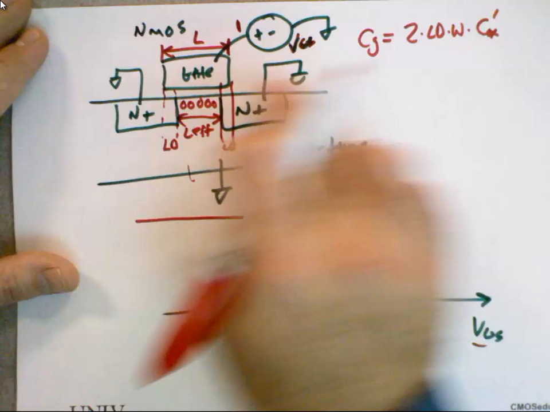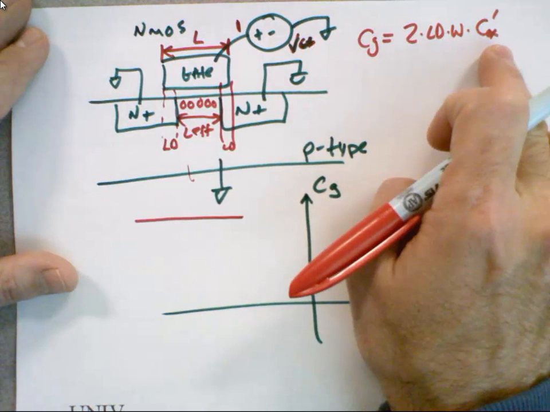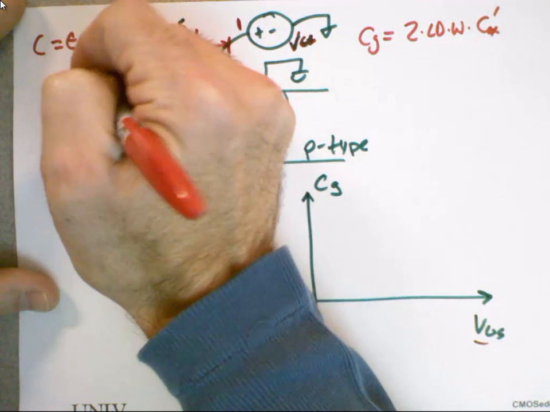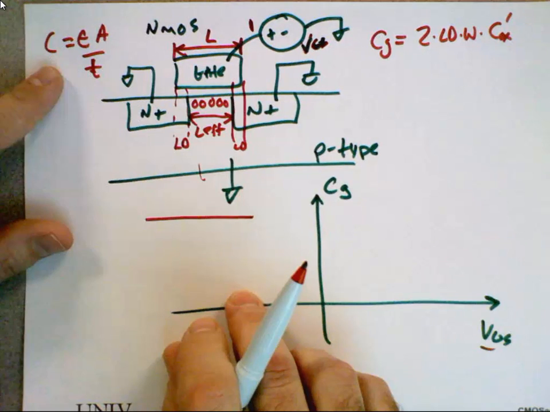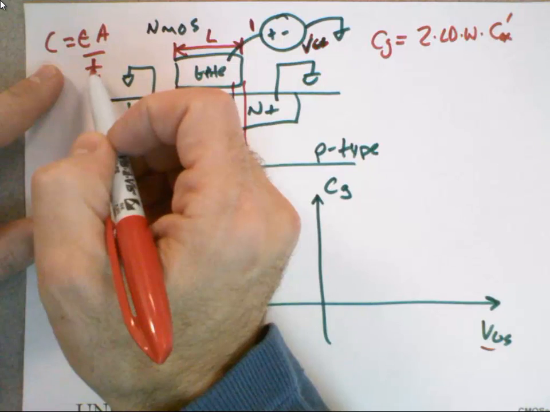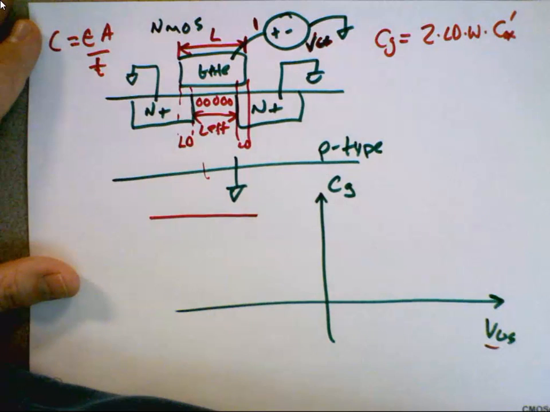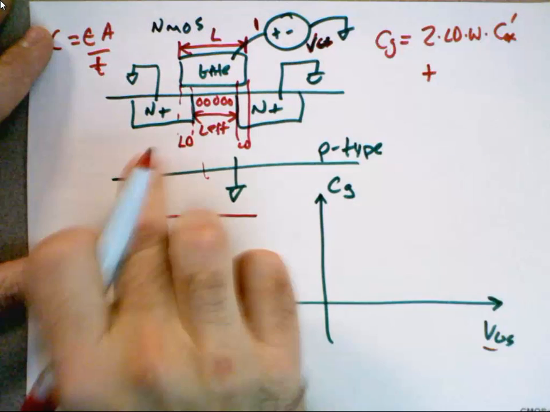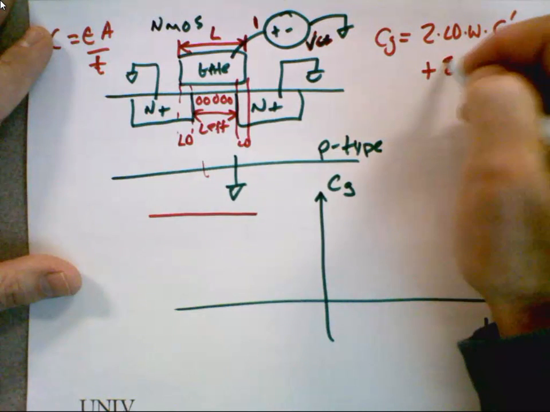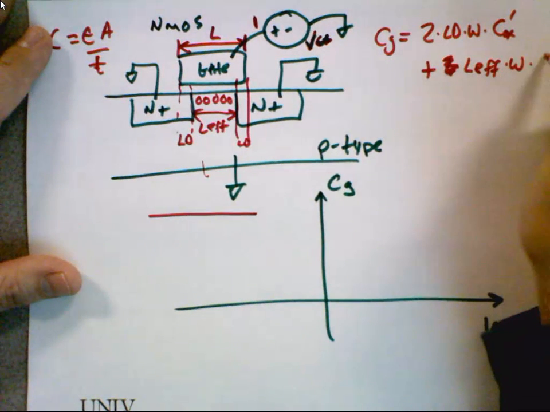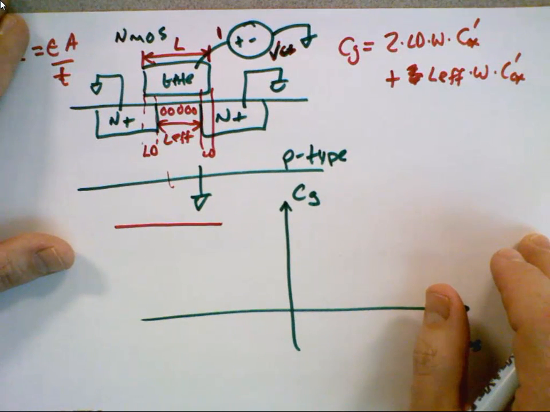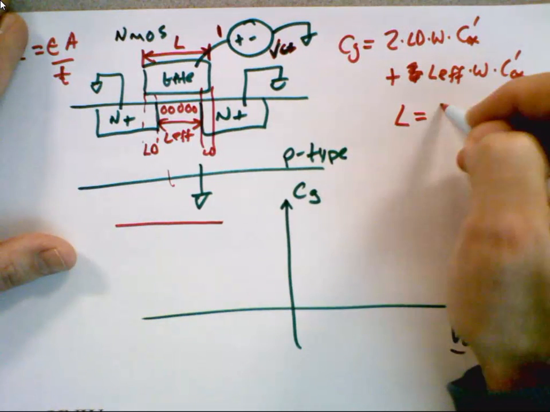The way I remember all of these, if I come back a year later, is I always remember from basic physics, epsilon A over D, or thickness. That's what it all comes down to. The area is the W times the lateral diffusion, and the thickness is the thickness between the gate and the N plus. That's added to L effective, or whoops, I said it and then I wrote it wrong, times W times Cox prime. Yay or nay? And then L is equal to L effective plus what?